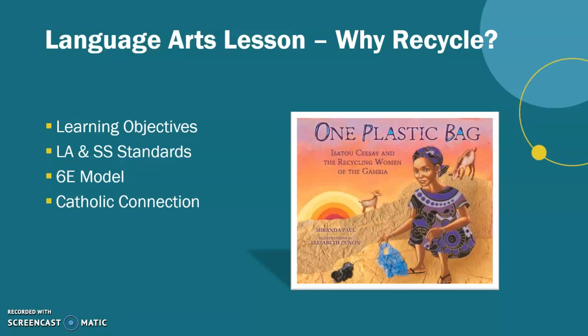For this lesson, I incorporated the 6E model. And one thing that's crucial in the 6E model is engaging students in the lesson as that first step. So I did that by using this book, One Plastic Bag, to serve as the hook for the lesson. The Catholic connection for this lesson is that it connects to the Catholic social teaching that we should be good stewards of the environment.